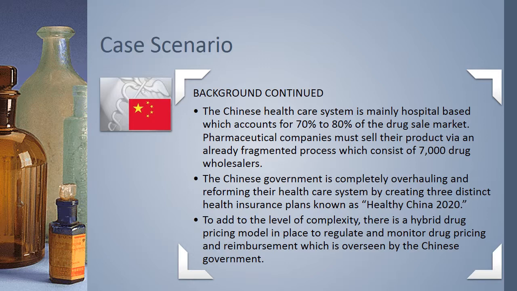Case scenario, background continued. The Chinese healthcare system is mainly hospital-based, which accounts for 70% to 80% of the drug sale market. Pharmaceutical companies must sell their product via an already fragmented process, which consists of 7,000 drug wholesalers. The Chinese government is completely overhauling and reforming their healthcare system by creating three distinct healthcare insurance plans known as Healthy China 2020. To add to the level of complexity, there is a hybrid drug pricing model in place to regulate and monitor drug pricing and reimbursement, which is overseen by the Chinese government.